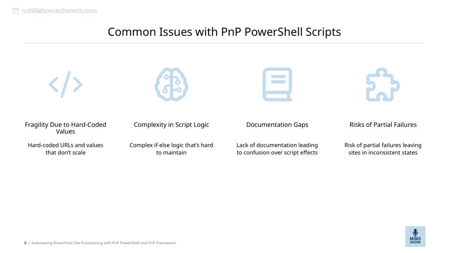Finally, fragility due to hard-coded values. Hard-coded URLs or specific parameters make scripts less scalable. If anything changes, like a site URL or a resource path, you have to go back and manually update the scripts, which isn't efficient or reliable. All these issues highlight the importance of careful scripting and good practices to ensure smooth and scalable site provisioning.